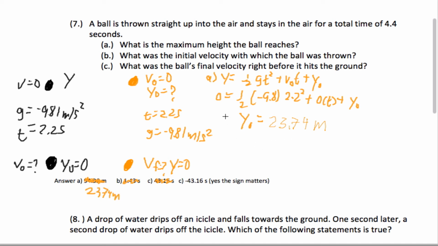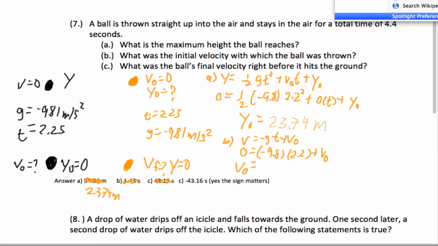And then we want to know what's the initial velocity with which the ball was thrown. So we'll go ahead and get that by using v equals negative gt plus v naught. We know that 0 equals negative 9.8 times 2.2 plus v naught. And that gives us v naught equal to 21.58 meters per second.